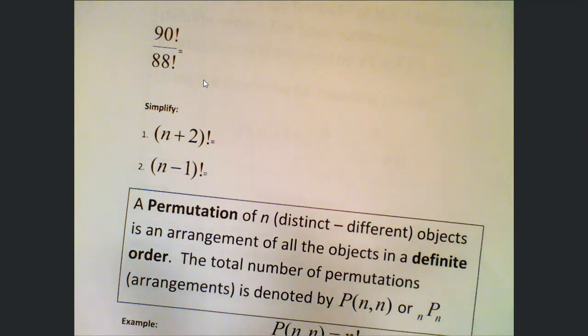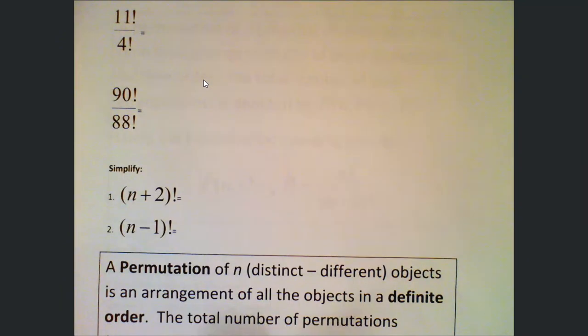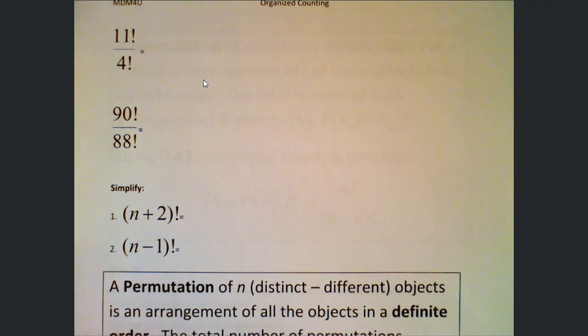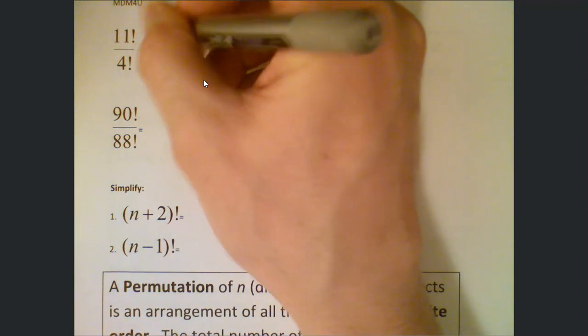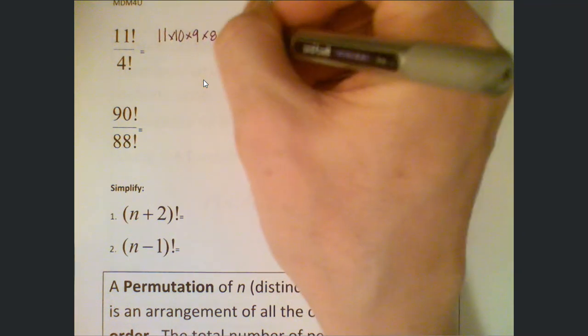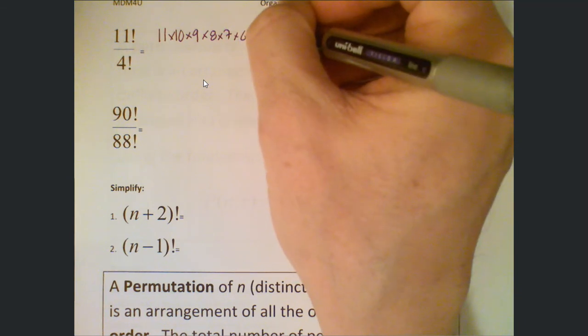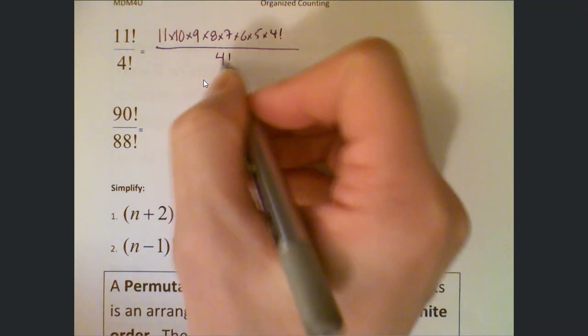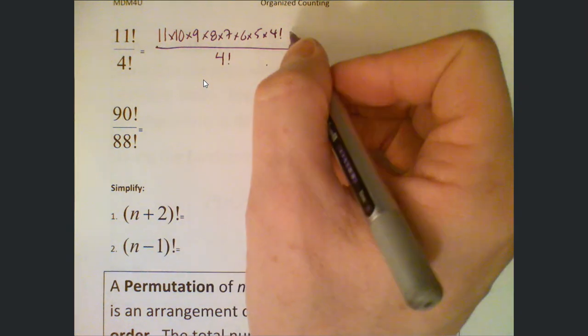All right, so how can we evaluate these? Well, just to show you some different ways of doing things, we can expand things out to simplify. If I give you 11 factorial over 4 factorial, you could type in 11 factorial divided by 4 factorial and get the answer. But what I wanted to show you is that you could also write this out like this: 11 times 10 times 9 times 8 times 7 times 6 times 5 times 4 factorial. I don't need to write 4 times 3 times 2 times 1 because I know that this is being divided by 4 times 3 times 2 times 1, which is 4 factorial.